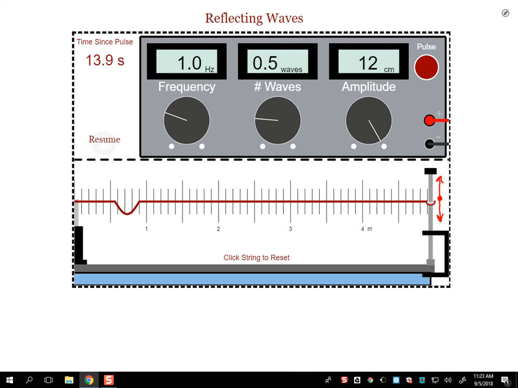So it came in with a negative amplitude, and it came out with a negative amplitude. The key here, to recap: when you have a fixed boundary, waves reflect inverted, or in other words, if you had positive going in, it would be negative going out, or negative in, positive out. With a free boundary, waves reflect with the same displacement that they started with.